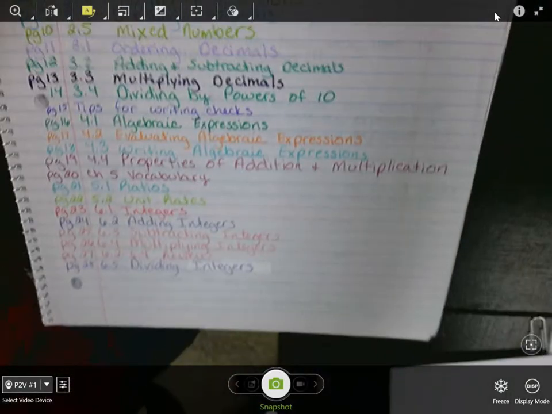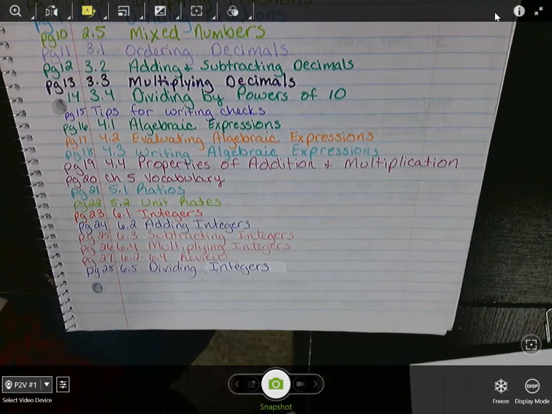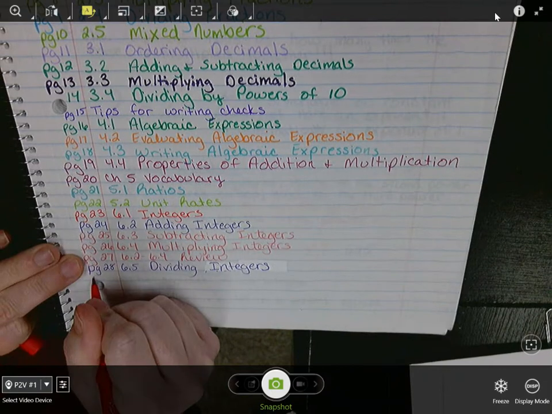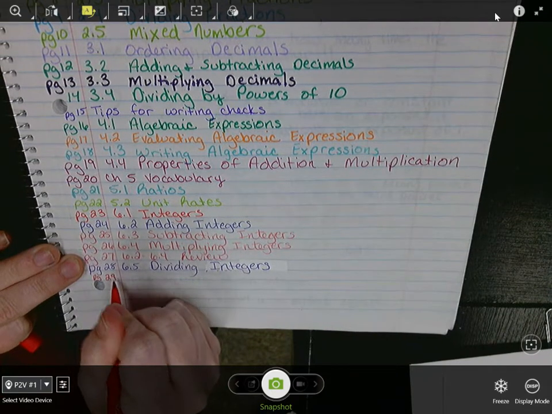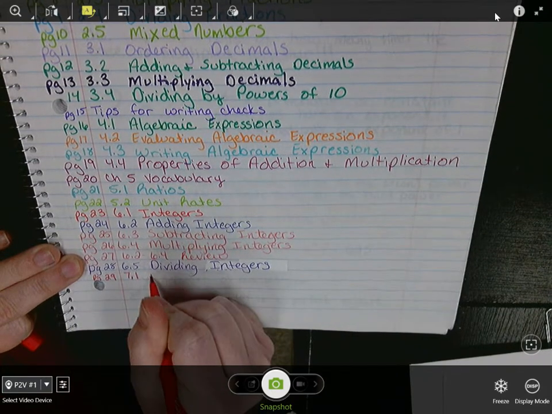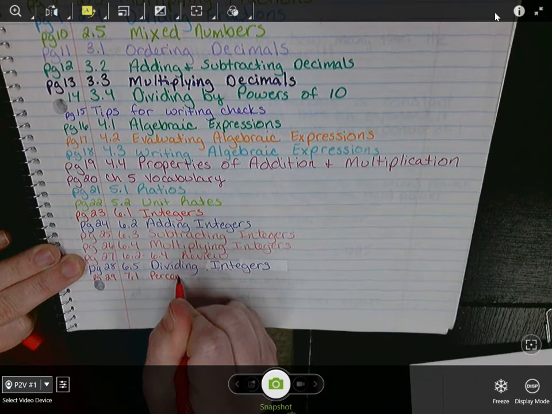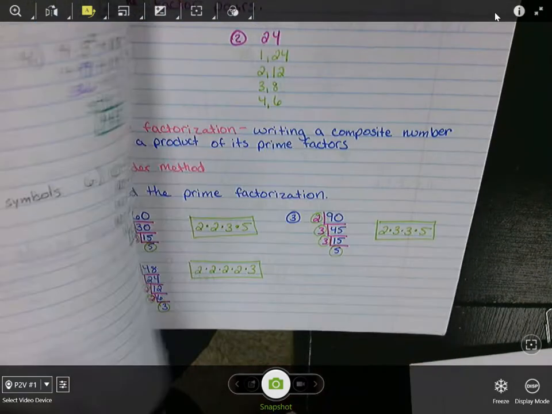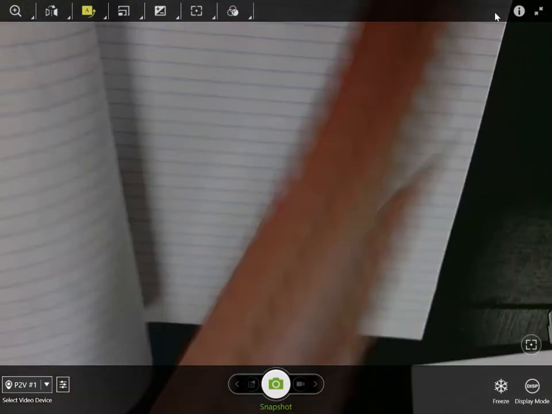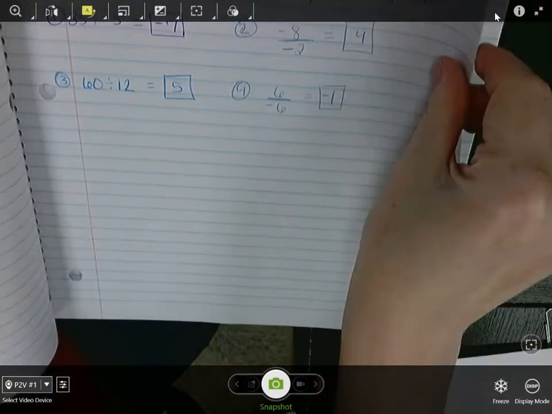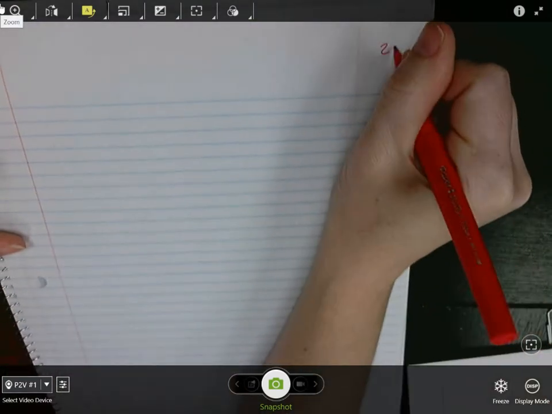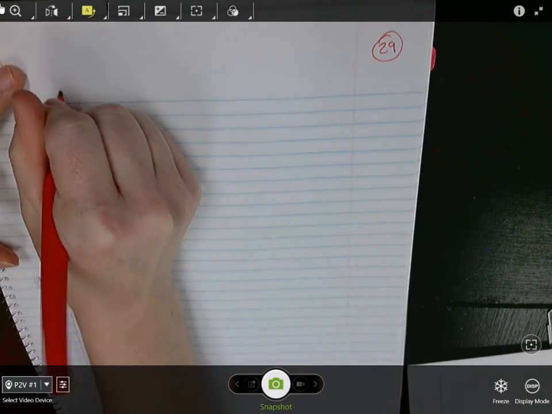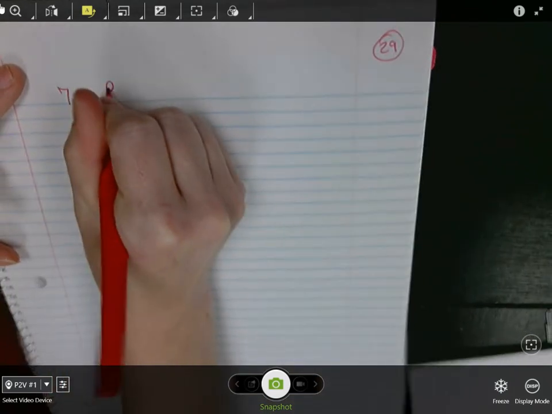So you're starting 7.1 notes today. So page 29, 7.1%. Okay. And then let's turn over to page 29. Okay, write 29 in the corner and put 7.1%.